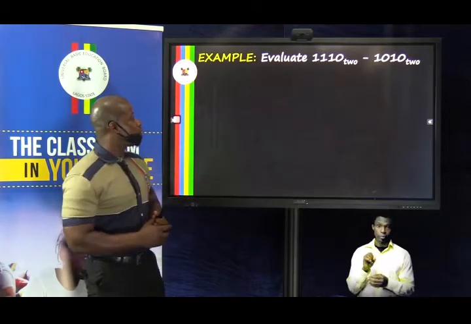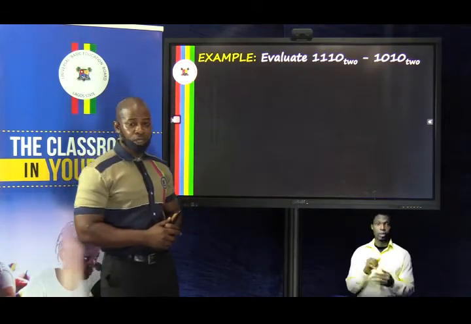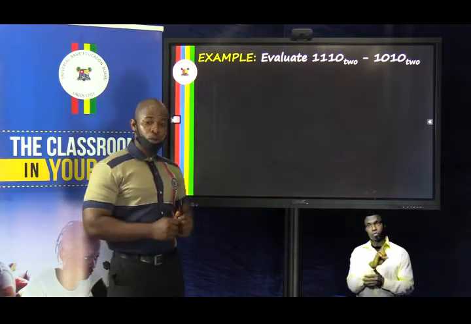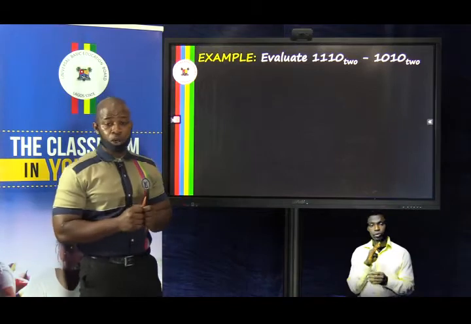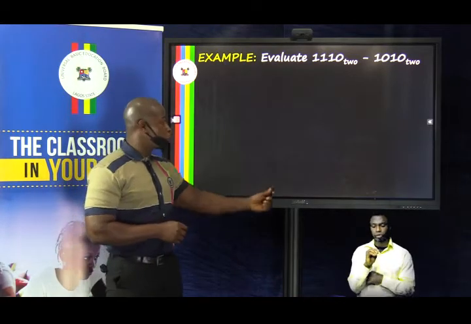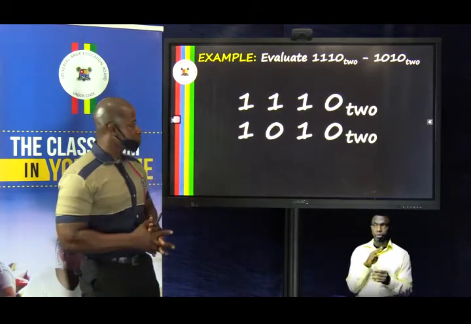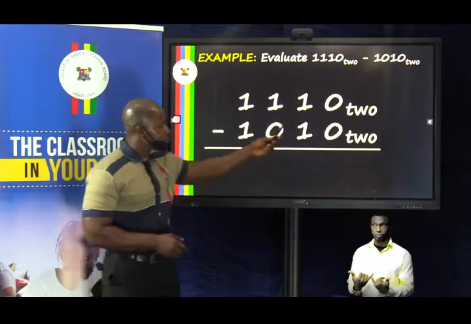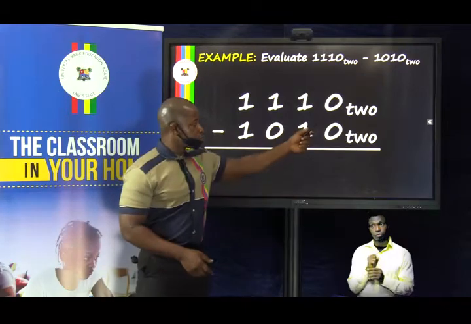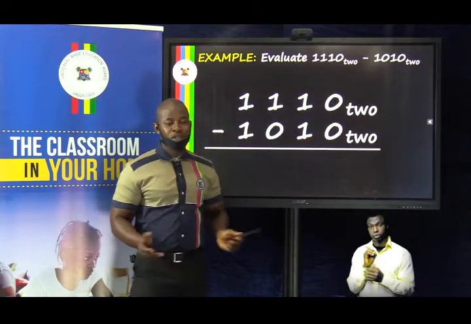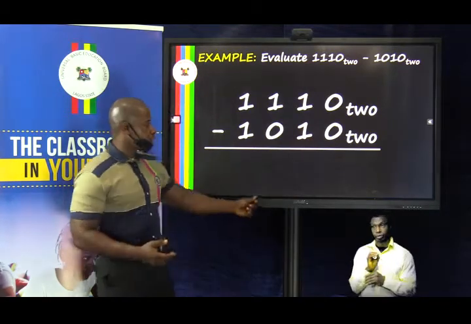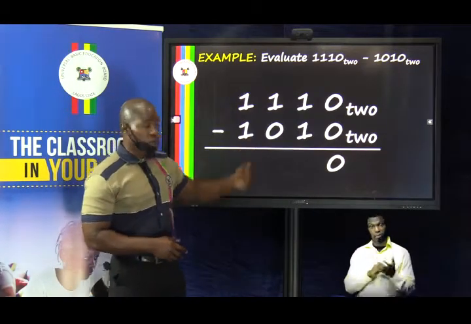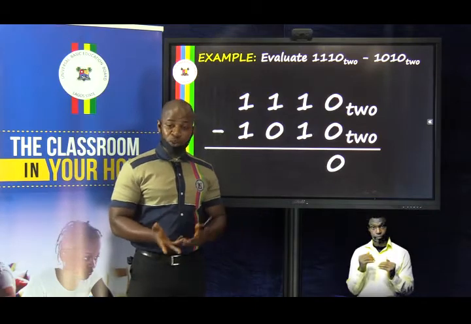With that at the back of our mind, let's start with the first example, which says, evaluate 1110 in base 2 minus 1010 base 2. So we're going to arrange as normal. Remember to put the subtraction sign. Now, starting with the ones, 0 minus 0, of course, is 0. This is easy stuff for you. 0 minus 0 is 0. Now 1 minus 1, even in base 2, 1 minus 1 is 0.